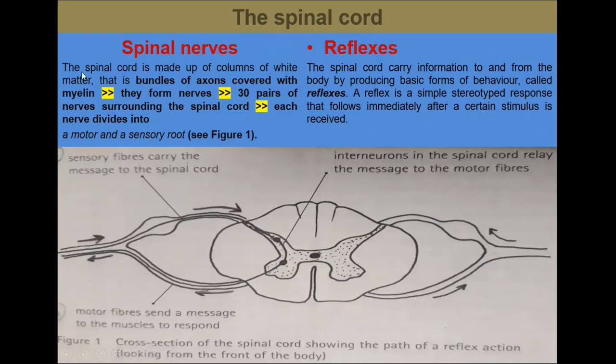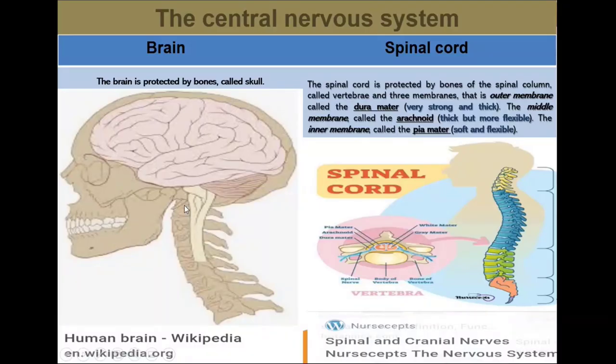They say spinal nerves. The spinal nerve cord is made up of columns of white matter, that is bunches of axons covered with myelin. If the axons are covered with myelin, we covered this last week, it means that information will move faster. Myelin is a fatty-like substance that covers the neurons so that the information can move fast. If they are not covered, then the information moves slowly. There are 30 pairs of nerves surrounding the spinal cord.